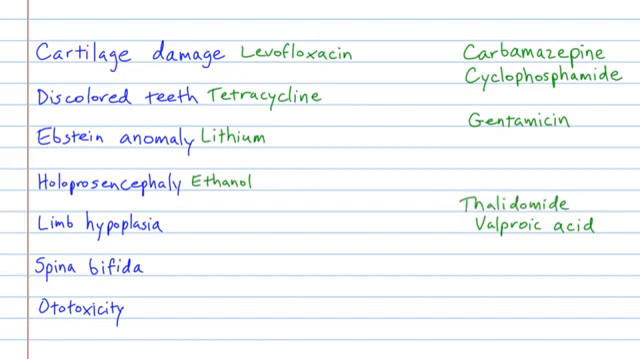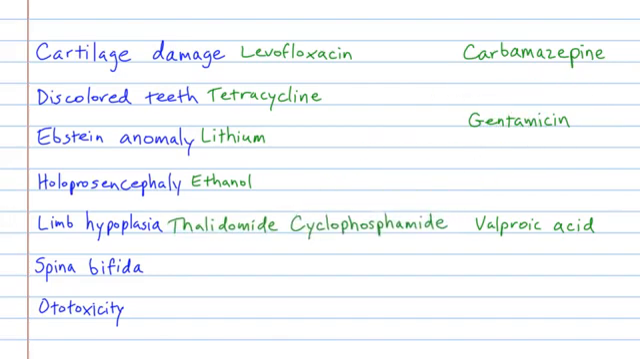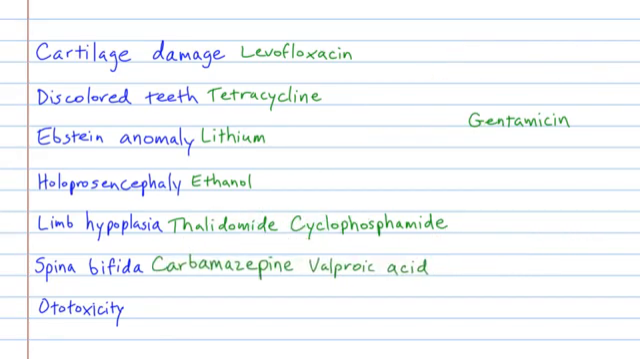Next is limb hypoplasia. Lots of things can do this, but we mentioned it with thalidomide and also cyclophosphamide. Spina bifida. Remember, spina bifida is a neural tube defect, and we said when you hear neural tube defect, think folate deficiency. But the drugs listed here that also cause neural tube defects are the 2 anti-epileptics, carbamazepine and valproic acid. And the last anomaly here is ototoxicity, which can be due to aminoglycosides, and gentamicin is the only aminoglycoside listed here.